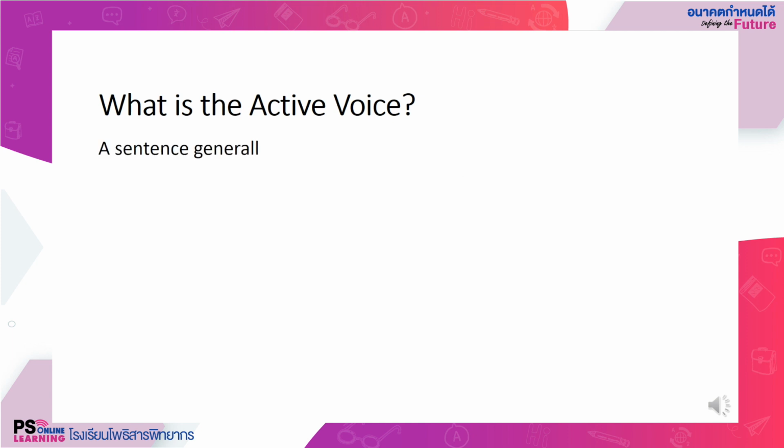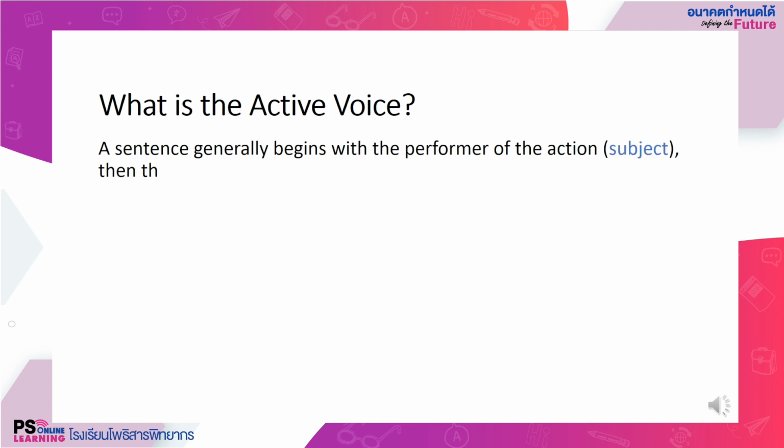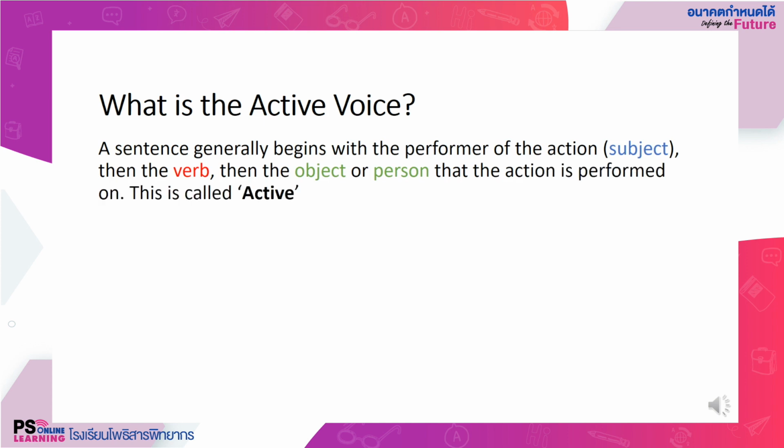A sentence generally begins with the performer of the action or the subject, then the verb, then the object or person that the action is performed on. This is called an active sentence. For example, when we have subject plus verb plus object, our sentence would be something like this. John cleaned the room. This sentence is an active sentence because John is the person who actually did something. He cleaned the room.